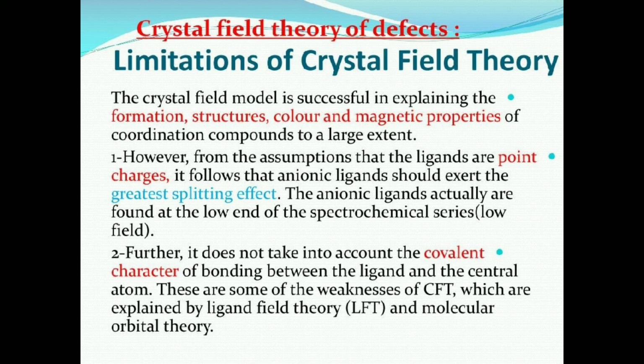Then second, it does not take into account the covalent character of the bonding between the ligand and the central metal atom. So these are some of the weaknesses of CFT, which are explained by the ligand field theory, LFT, and molecular orbital theory. VBT means valence bond theory. There are some limitations of valence bond theory which are overcome by crystal field theory, and these are some limitations of crystal field theory which were overcome by ligand field theory and molecular orbital theory.